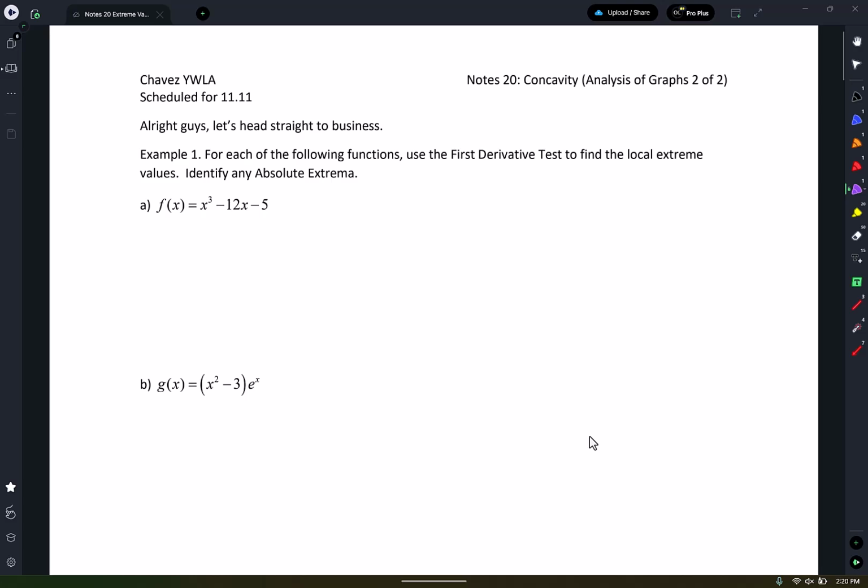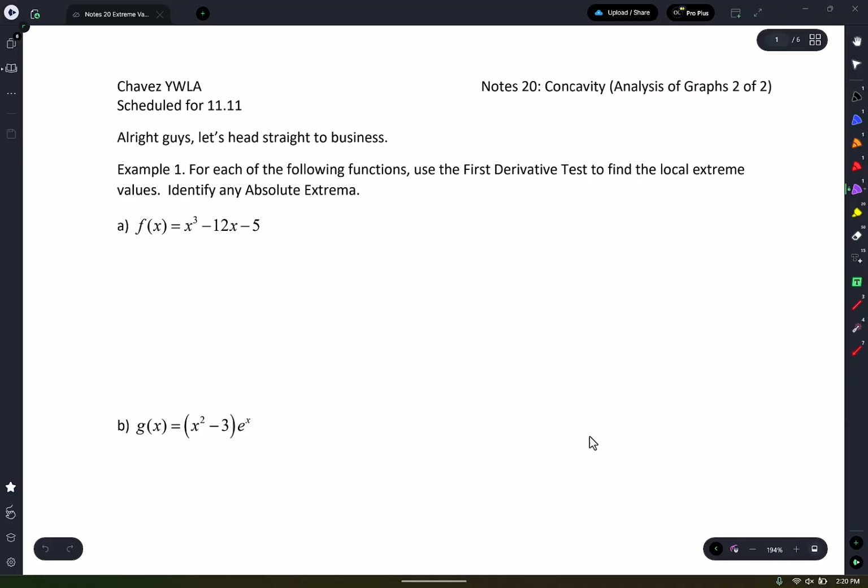What are you going to downvote? Don't downvote. All right, here we go, guys.